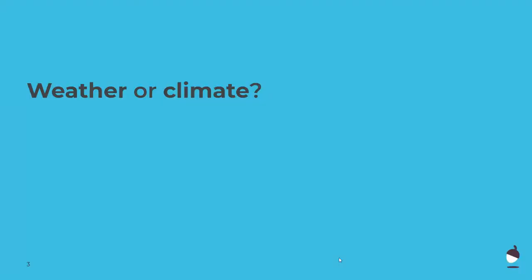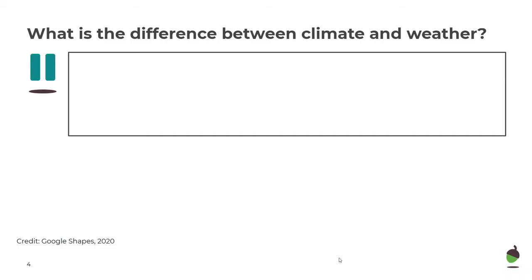Because we're going to be referring to the term extreme weather throughout our lesson today, we need to make sure we understand what the word weather actually means and how that's different from climate. So first of all then, what is the difference between climate and weather?